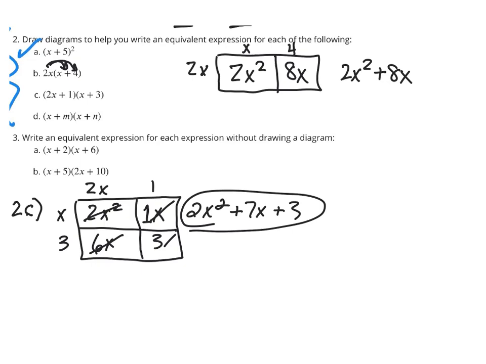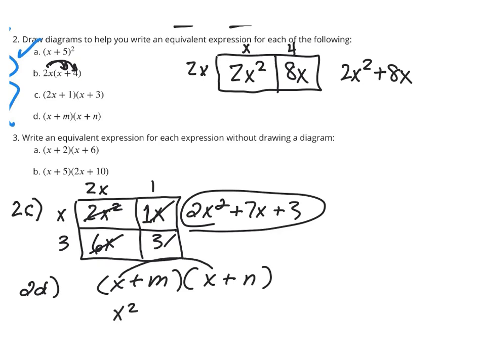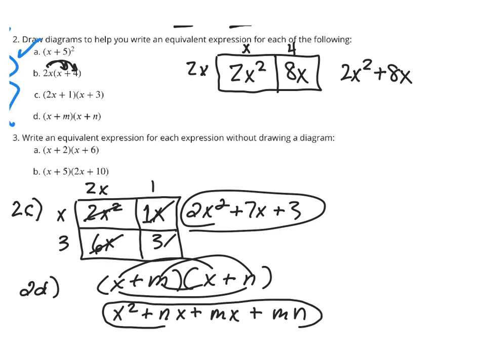Let's try 2D. X plus m, x plus n. I'm going to do first, outer, inner, and last. Can't collect anything there because there's way too many variables, right? All right.